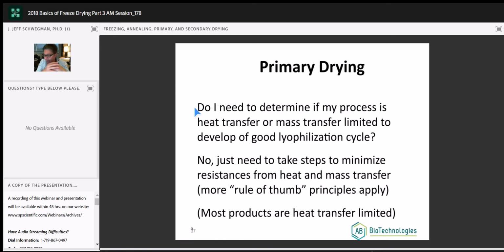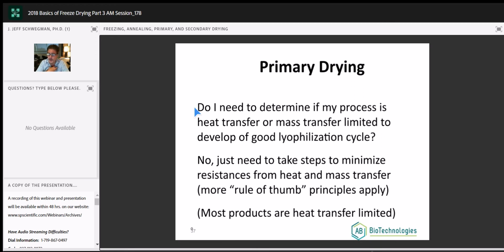So the question we have to ask: do we need to determine if our process is heat transfer limited or mass transfer limited to develop a good lyophilization cycle? The answer is no. Again, we're confident that the engineers at SP have designed the freeze dryer to minimize resistances both in heat transfer and mass transfer. Same thing with the guys developing the vials and stoppers.